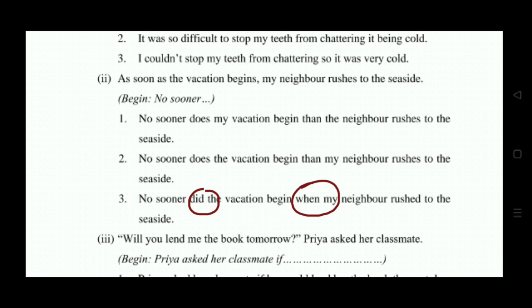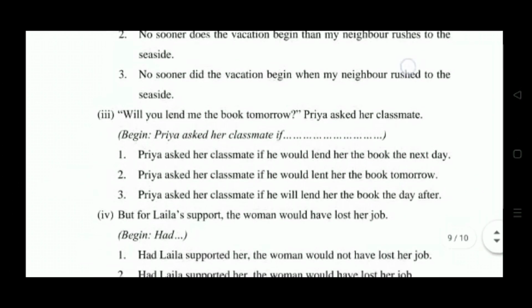Did. I will not use did begin because the question is in simple present tense. So, one mistake and another mistake, I will never use when with no sooner. The construction is no sooner than. So, I will take into consideration the first 2 options. No sooner does my vacation begin than the neighbor rushes to the seaside. But in the question, what is mentioned? My neighbor. So option 1 is also not the right answer. Option 2. No sooner does the vacation begin than my neighbor rushes to the seaside is correct and therefore my right answer.